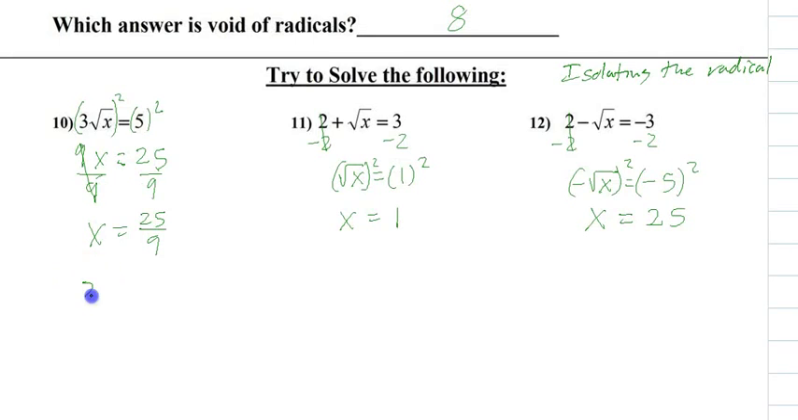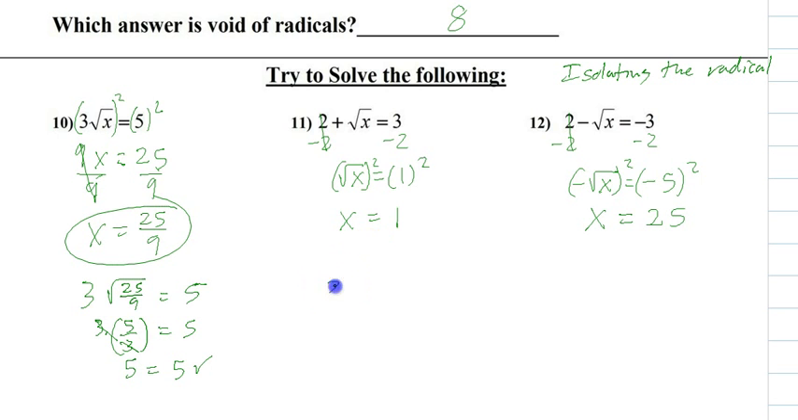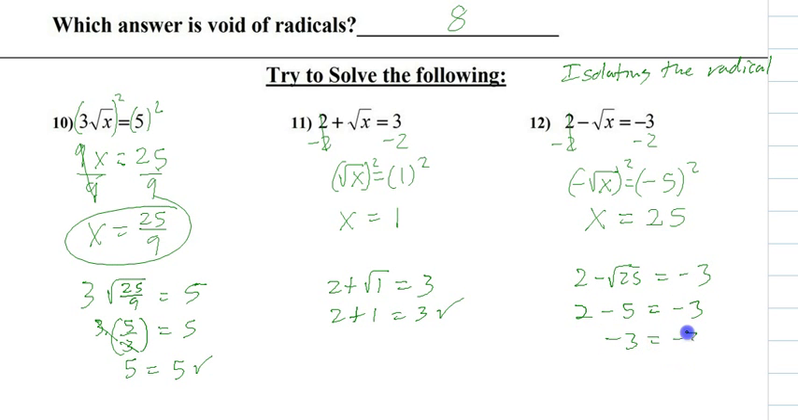Alright, we still have to check it. So 3 square root of 25 over 9 needs to equal 5. When taking square roots, we do both top and bottom. So that's 5/3 times 3. Cancels, and there it is. So that is correct. 2 plus 1 equals 3. Checks. And then the last one, and it checks as well. So we are good. All of our answers are correct.